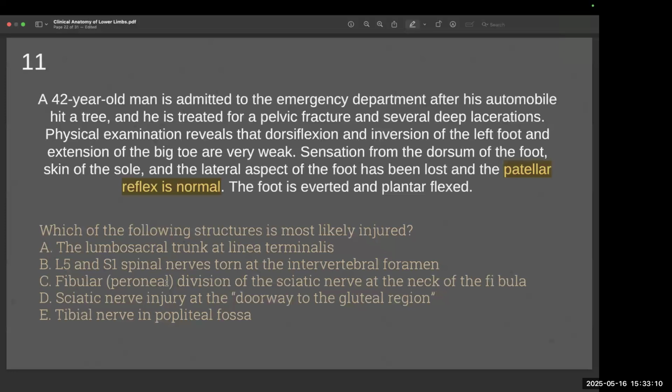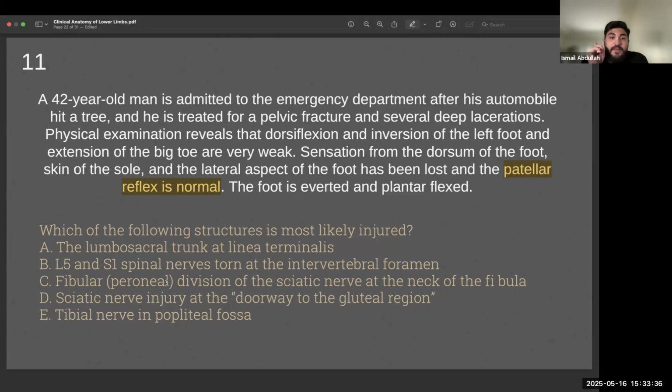It has to be C. Tell me, fibular division of the sciatic nerve. You just said if the sciatic nerve was injured before it was dividing into the common fibular and tibial, obviously all the muscles under the knee would be paralyzed. He wouldn't be able to do dorsiflexion or plantar flexion. It would be a flail foot.